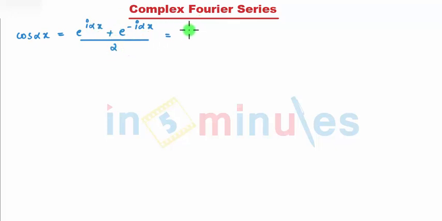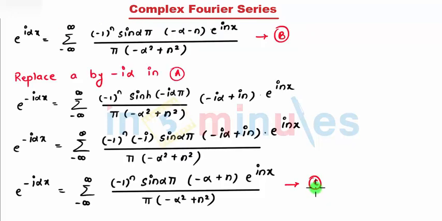Now students, you know very well that we have e raised to I alpha x and e raised to minus I alpha x. If you see it very well, what we need to do is just add them. So I just say 1 by 2. Now summation, please have a look at my equation number C and B. So my summation will be common, minus 1 raised to n sin alpha pi will be common. See, I'll just take that in addition. So minus 1 raised to n sin alpha pi summation, and then pi into minus alpha square plus n square will be common, e raised to I nx will be common.